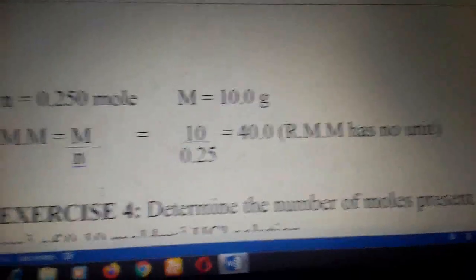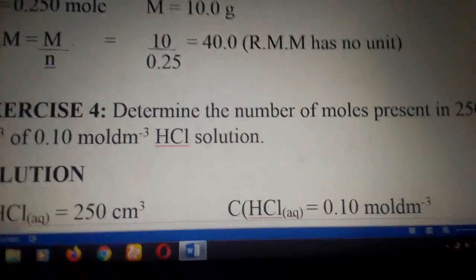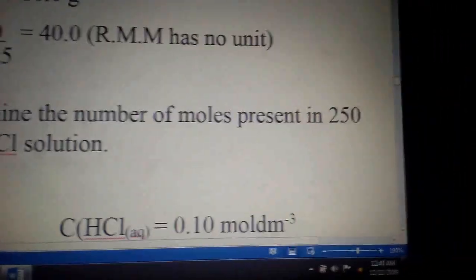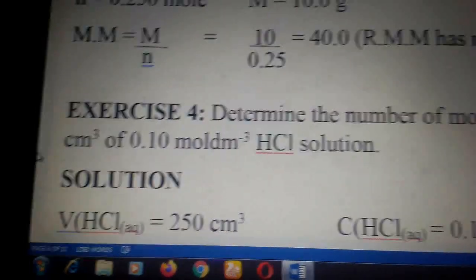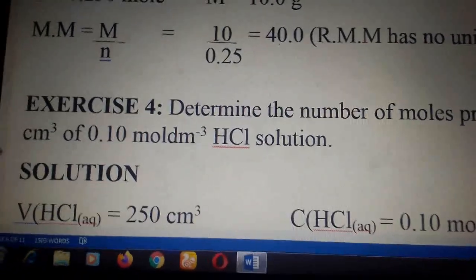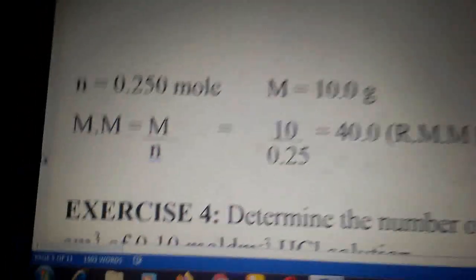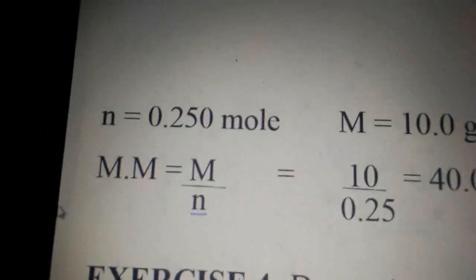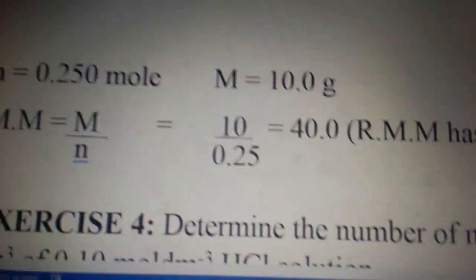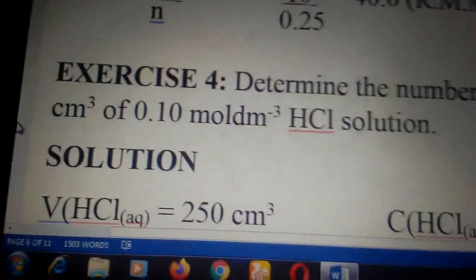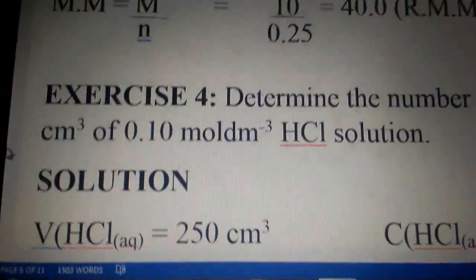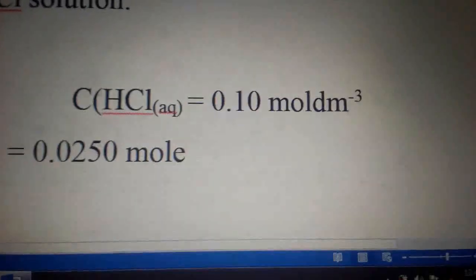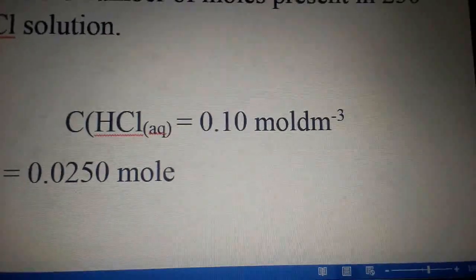Having done that, go to question number 4 that says, determine the number of moles present in 250 cm³ of 0.1 mole per dm³ HCl solution. Look at the difference. This is mole, 0.25 mole. This means number of moles; the unit is mole. But look at this one, 0.10 mole per dm³. This one is concentration, C, mole per dm³. So you can see that the concentration is 0.10 mole per dm³.